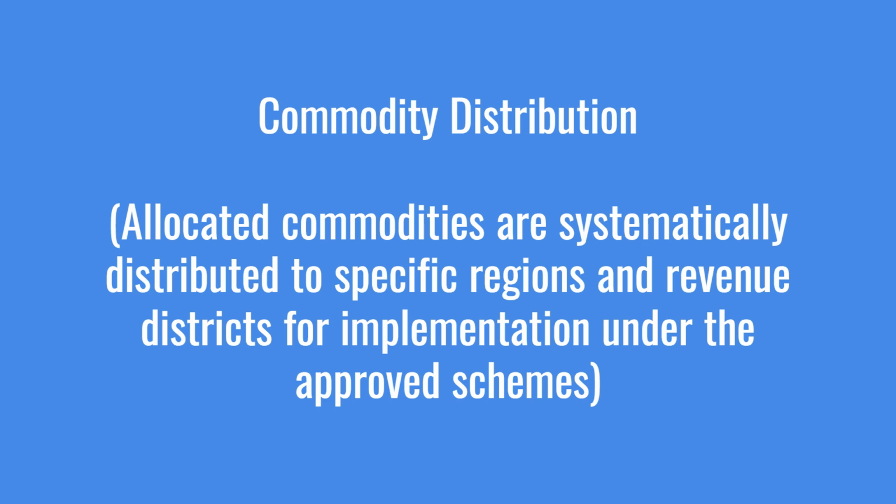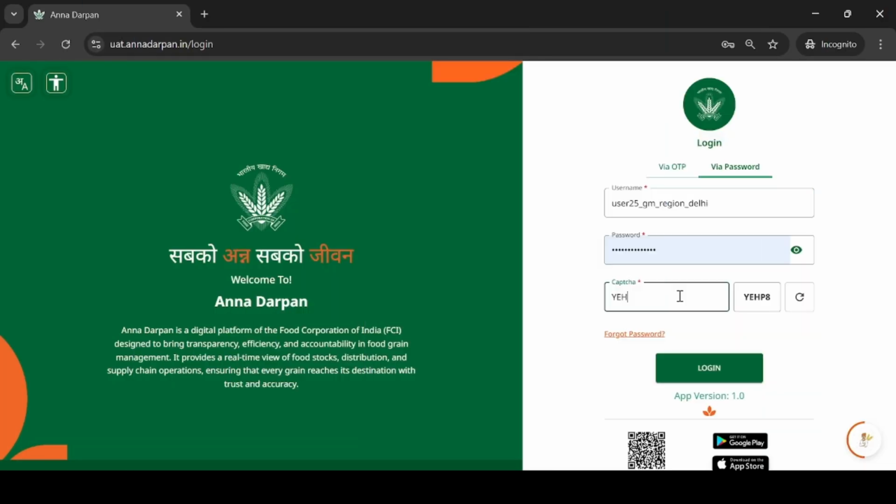Now we will explore the process of commodity distribution, the next crucial step after commodity allocation. This process ensures that the allocated commodities are systematically distributed to specific regions and revenue districts for implementation under the approved schemes. Log in to the system as a General Manager region.